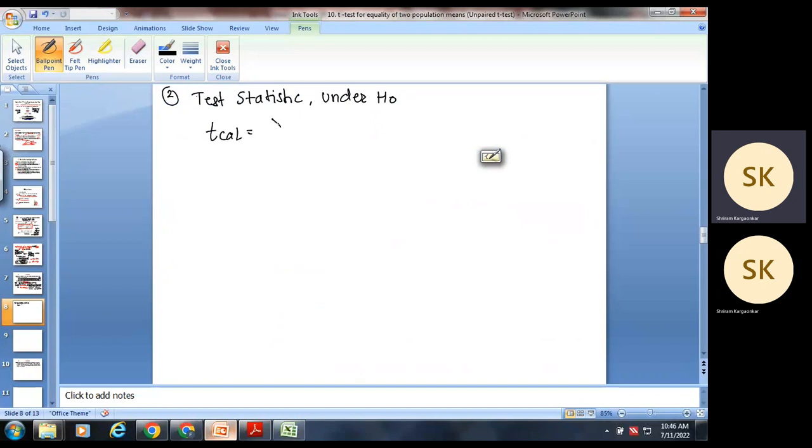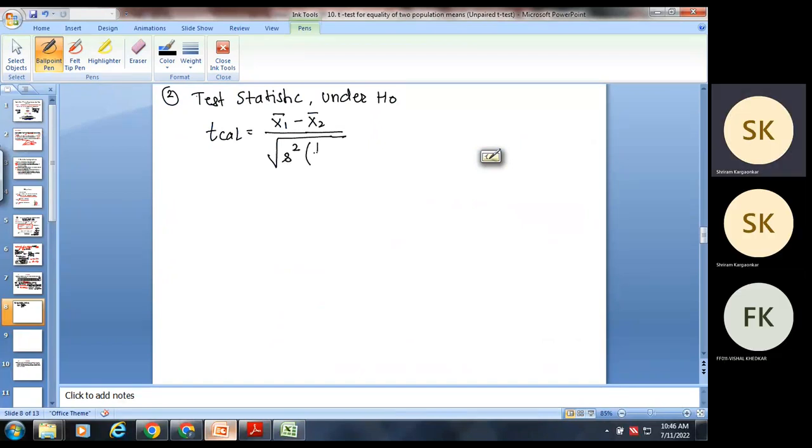So calculated value is equal to x1 bar minus x2 bar upon s, the sample mean square, times the square root of 1 upon n1 plus 1 upon n2. This follows the normal distribution, standard normal distribution. Now we have to obtain this value. Okay, so how we are going to obtain? Now I write the simplified formula.